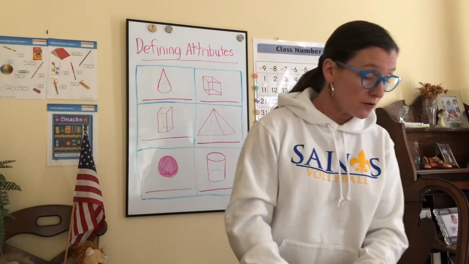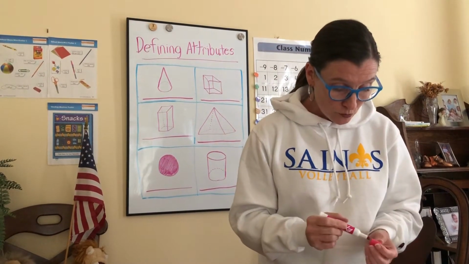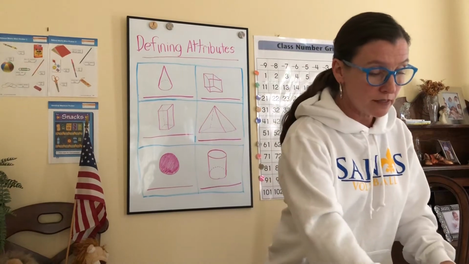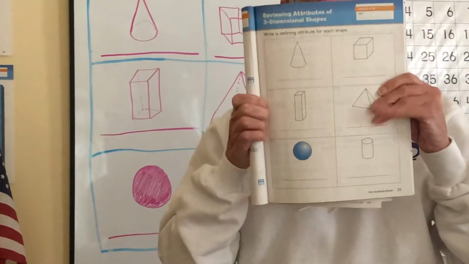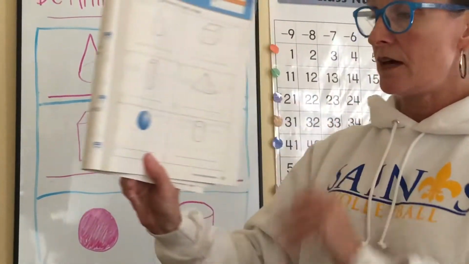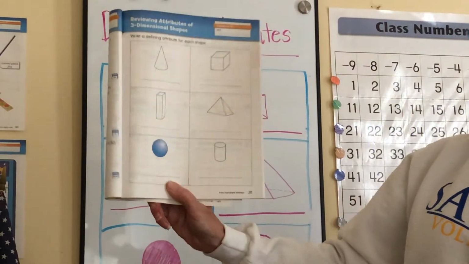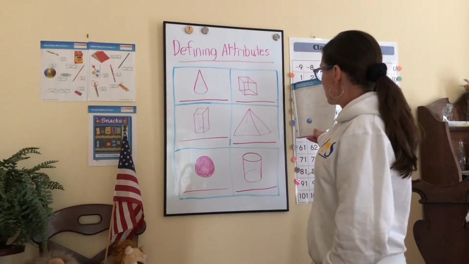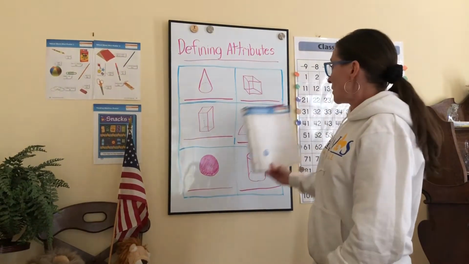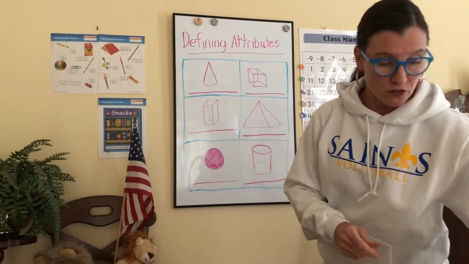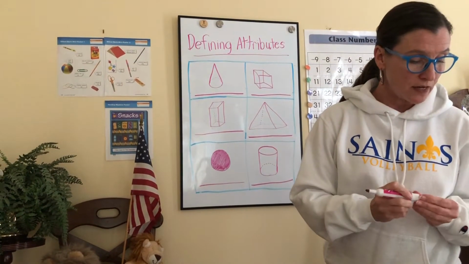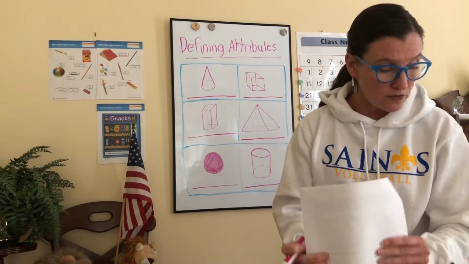So what we're going to do together, parents, you're probably going to want to pause the video now and then, depending on how your child does, but we're going to complete this page together. Page 211 in the math journal. It's lovely. It matches. Look how nice that is. All right, so we're not only going to name each shape, but our directions ask us to write a defining attribute for each of these shapes.